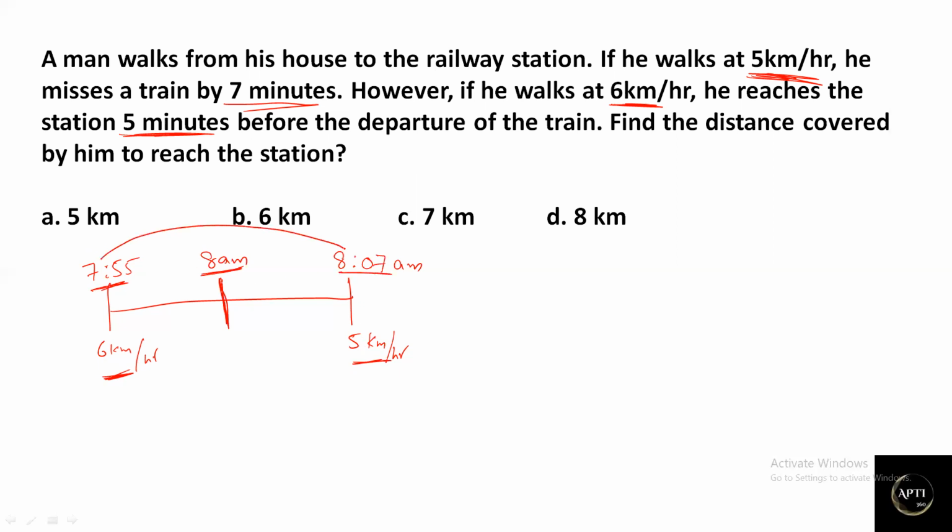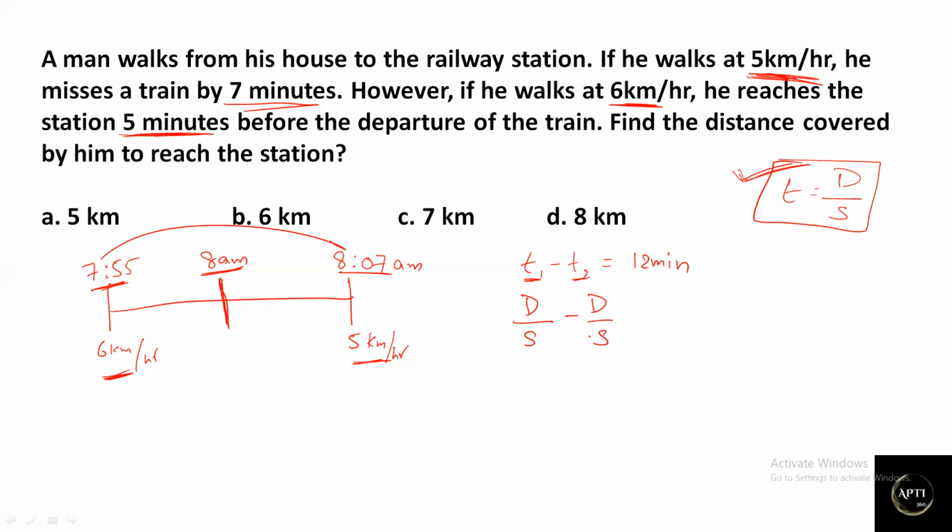What is the time difference here? Time difference from 7:55 to 8:07 is 12 minutes. Correct? So now, time difference means, can I write it as T1 minus T2 is equal to 12 minutes. Why? Because I'm calculating the time difference. We don't know what this time and the other time are, but they have just given how many minutes late and how many minutes early. So I'm just trying to frame the relation. Time is equal to distance divided by speed. I already told you this is the basic formula which we can make use of in almost all the questions. Now, time I can write as distance divided by speed minus distance divided by speed, both times, which is equal to 12 minutes.